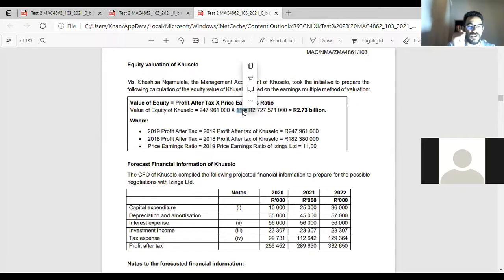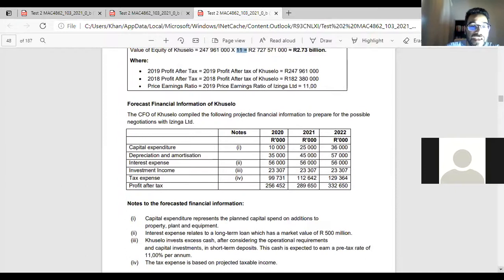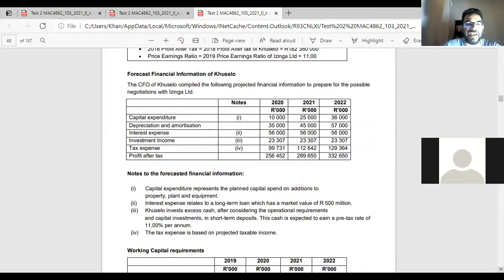But I can already see a problem with 11. Two things: Izinga is not comparable. And secondly, they did not make any adjustments between the comparable PE multiple and that of Kuselo itself. But that's not the discussion for today. The discussion for today is the forecast of financial information. So they say, forecast financial information of Kuselo.